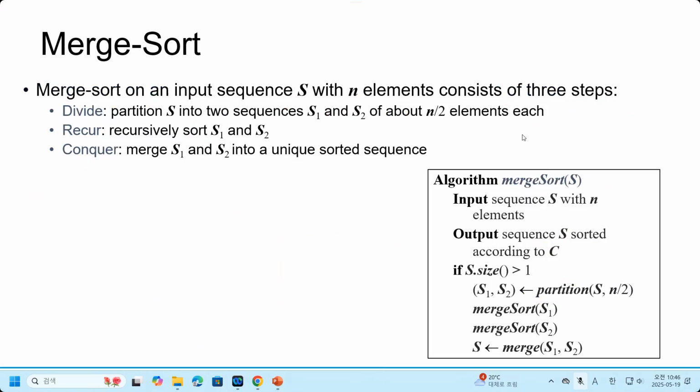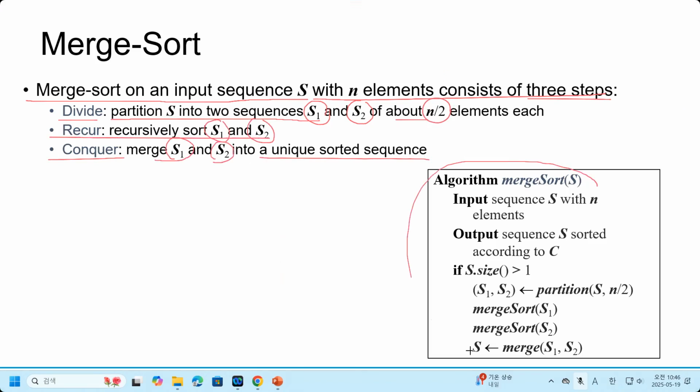Okay, the algorithm of merge sort actually has three steps. Merge sort on an input sequence S with n elements consists of three steps. First, partition S into two sequences S1 and S2, each with about n divided by 2 elements. Then recurse on S1 and S2, and conquer: merge S1 and S2 into a unique sorted sequence.